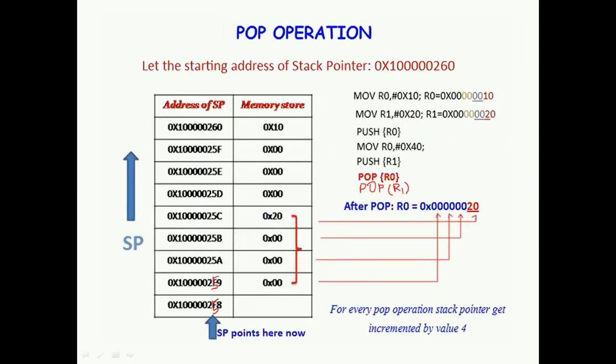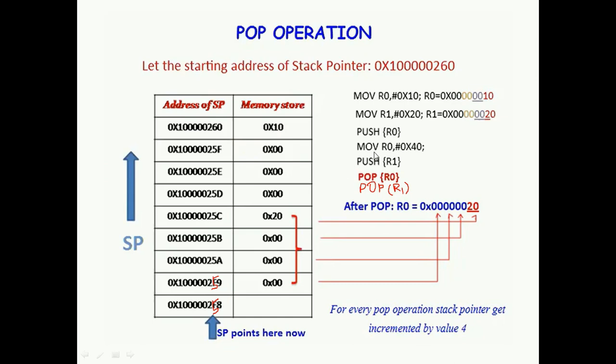After that I am using one more move instruction, move R0 content with this. R0 content is rewritten: instead of 10 you will be getting 40. So the value of R0 is now 40 instead of 10. But it is done after the push operation, so the original content of the register R0 is already present in the stack memory.